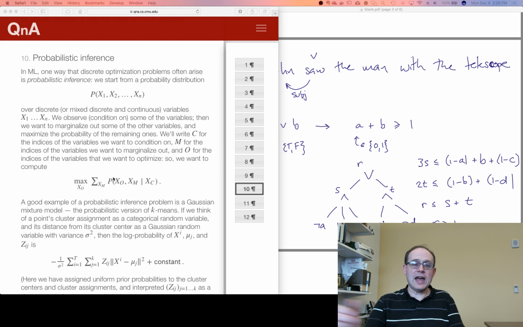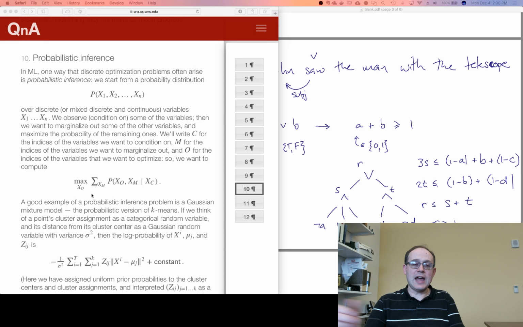And so then what we want to solve is this problem. We have the probability, so this is the conditional probability of xo and xm given xc. If we sum out xm, we get the marginal of xo given xc. And then we want to maximize the probability. We want to pick the assignment that maximizes probability. And so this is a type of probabilistic inference problem that comes up fairly often.